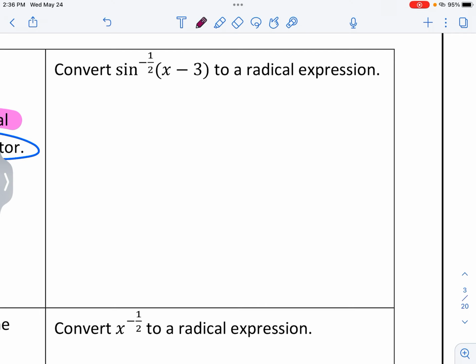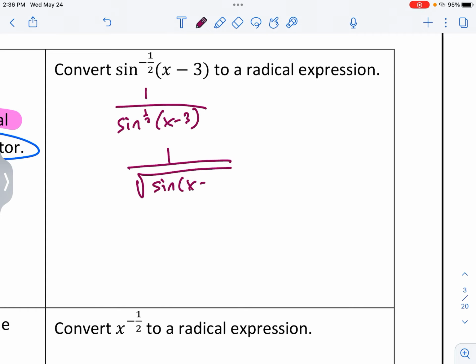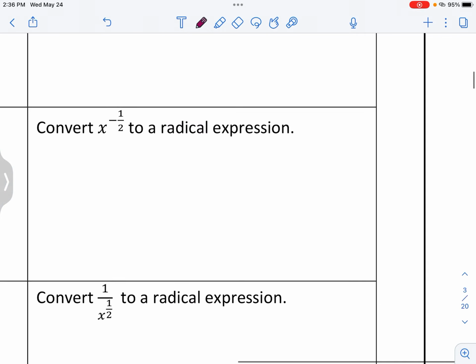So convert sine to the negative 1/2 of x minus 3 to a radical expression. So this, we're going to go ahead and realize that I can move it to the bottom and make it positive 1/2 for the exponent. And then we know that that 1/2 means the square root of the whole sine expression. And that is the correct answer for the first one.